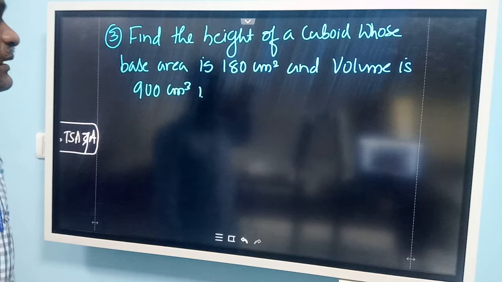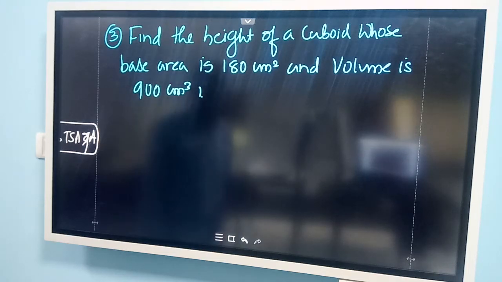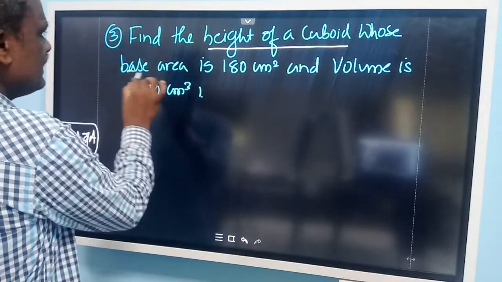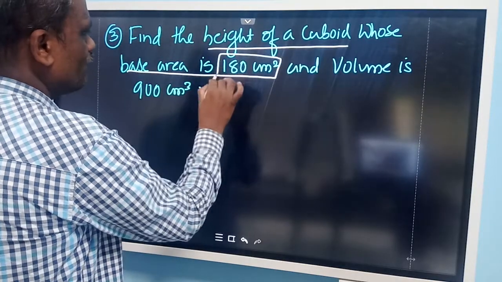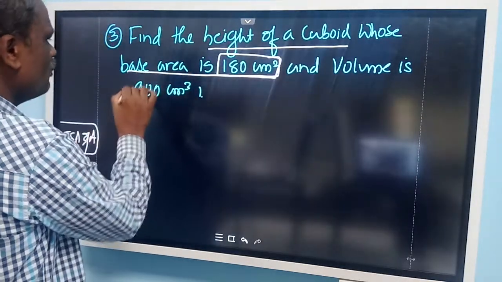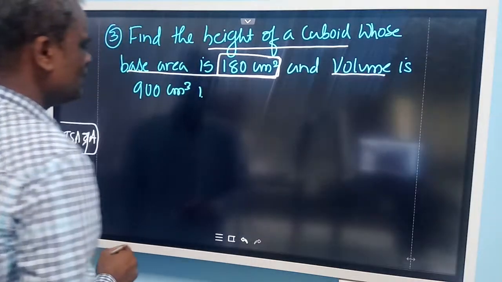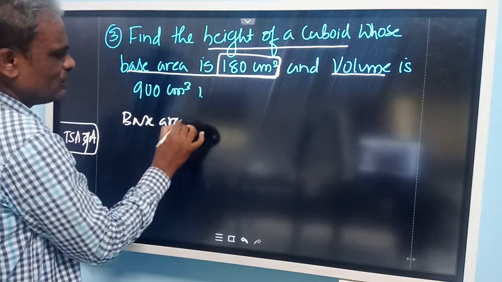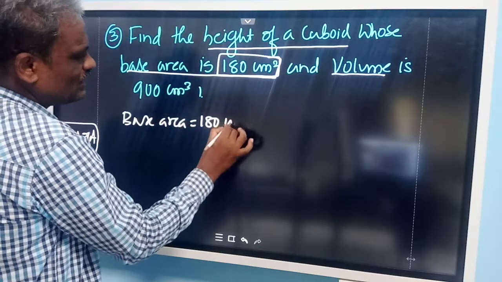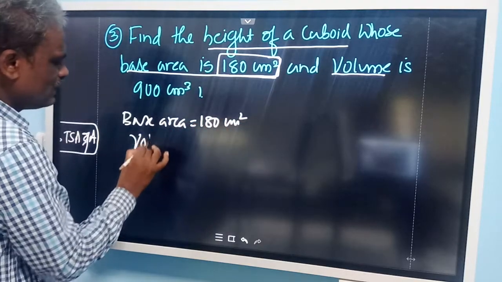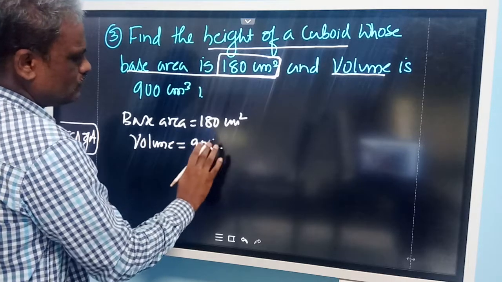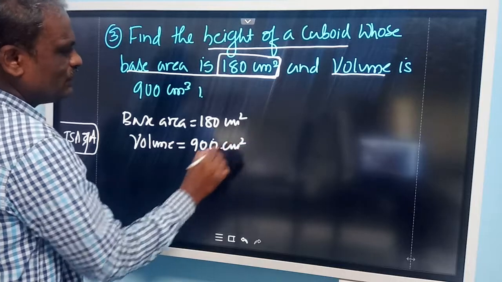Now let us see question number 3. Find the height of a cuboid whose base area is 180 centimeter square and volume is 900 centimeter cube. So base area is given, it is 180 centimeter square. Volume is given, 900 centimeter cube, right?